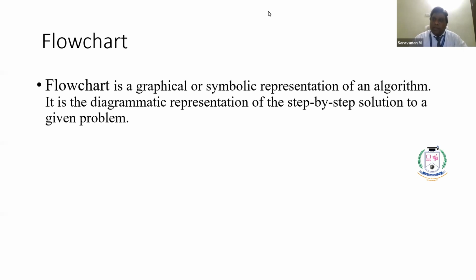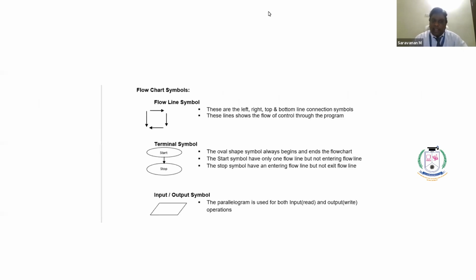Next, a pictorial representation of an algorithm is known as a flowchart. And these are the flowchart symbols. For example, the first one is the line, which goes to the next sequential line. Next is the terminal symbol, that is start and stop, which is an oval shape. Then the input symbol and the output symbol.